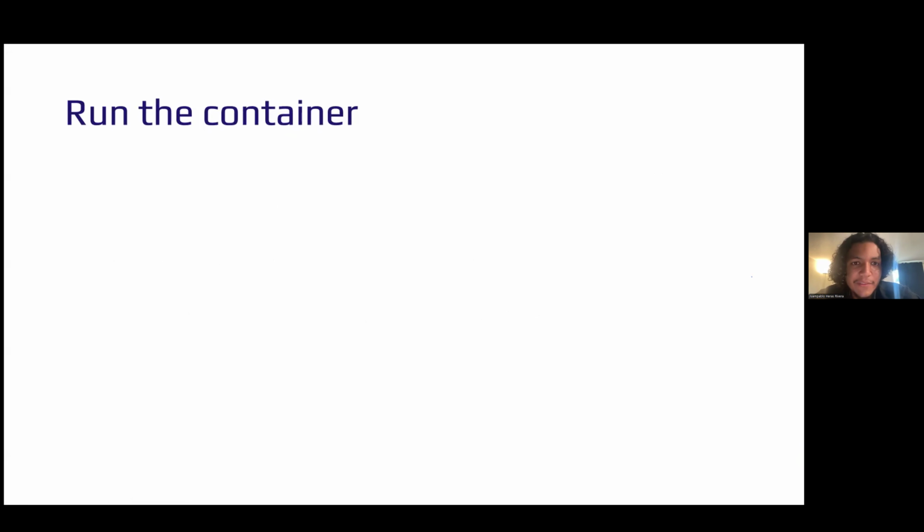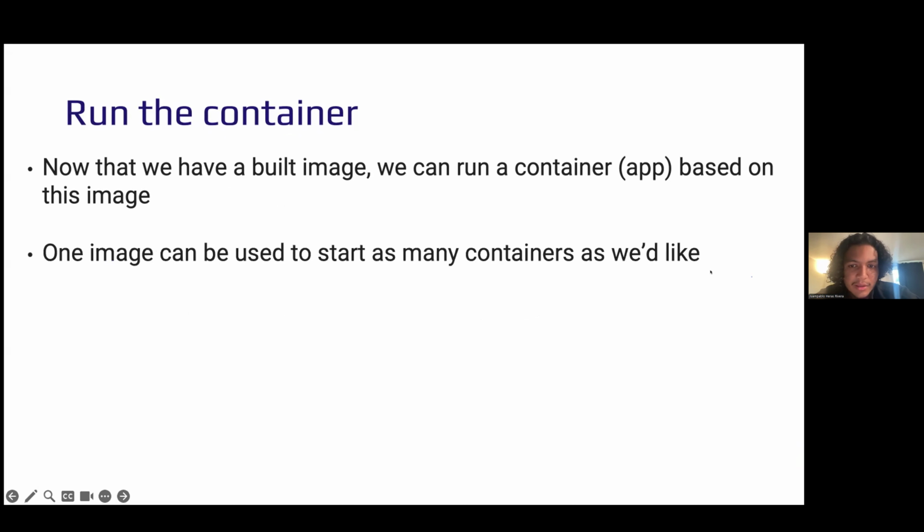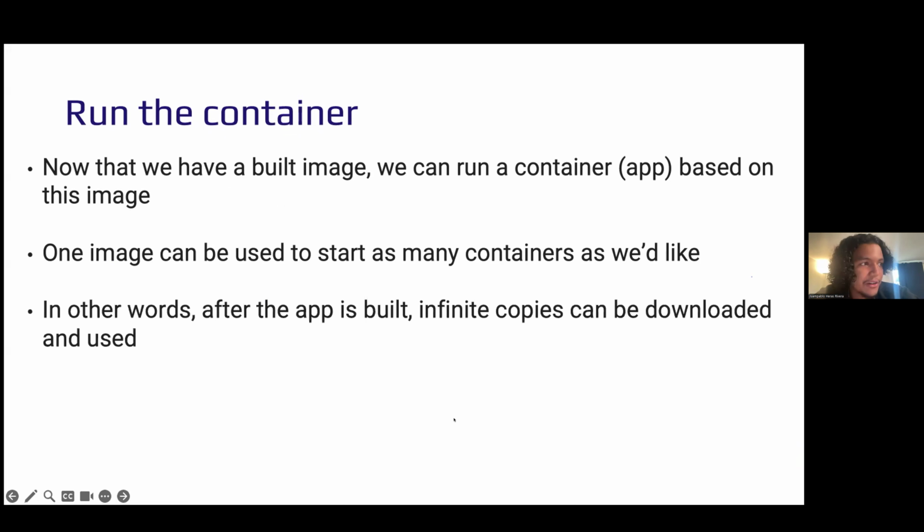Now, for running this container: now that we have our built image, we can actually run the container, or the app. An important point here is that once we have compiled our image, like this binary code with all the packages installed, we can use this image to start as many containers as we'd like. You can think of it as after your app is built, infinite copies can be downloaded off the App Store or any Play Store. The app is already built and already in a fixed state, so anybody can download it as many times as we'd like.